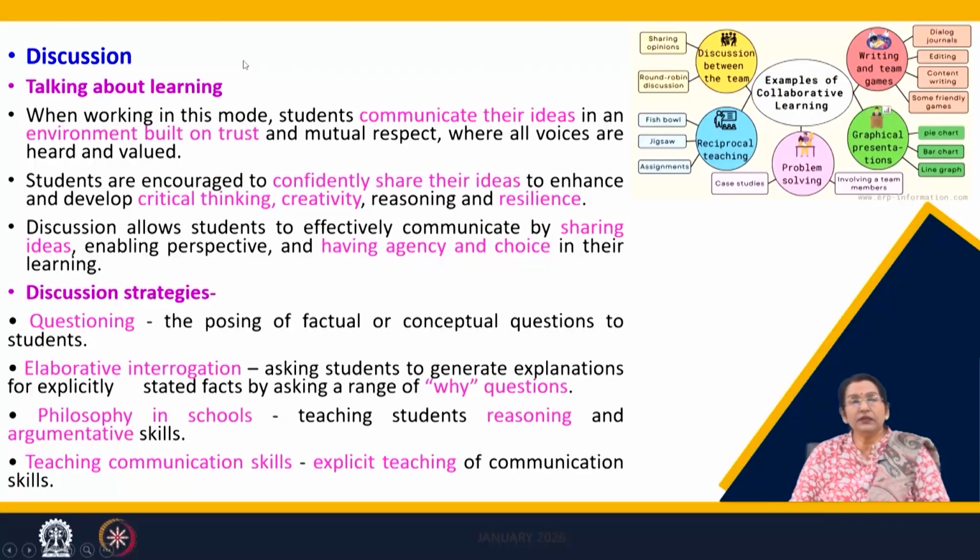Now, in the discussion platform, discussion is another forum, another important factor where learning can also be very positive and goal oriented. First, talking about learning in the discussion forum: when working in this mode, the students communicate their ideas in an environment built on trust. Like in classroom discussion, when the teacher is also there, the students can very clearly communicate their ideas and their doubts, and they don't have any inhibition in sharing their thoughts, doubts and ideas, and asking for clarity on their doubts, etc.